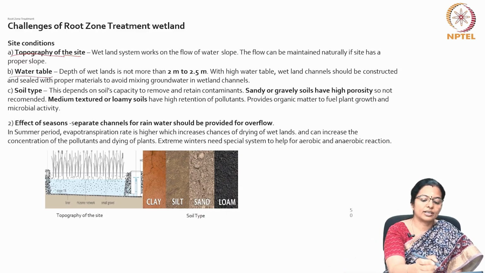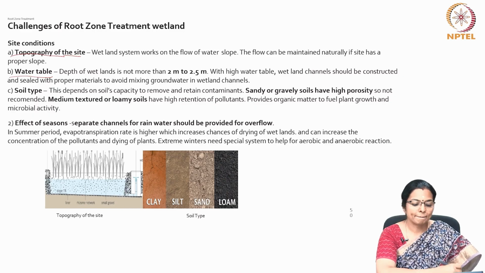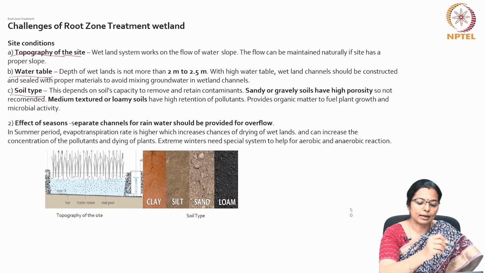Second is the water table. The depth of wetlands is not more than 2 meters or 2.5 meters. With high water table, wetland channels should be constructed and sealed with proper materials to avoid mixing groundwater in wetland channels. Third is the soil type.